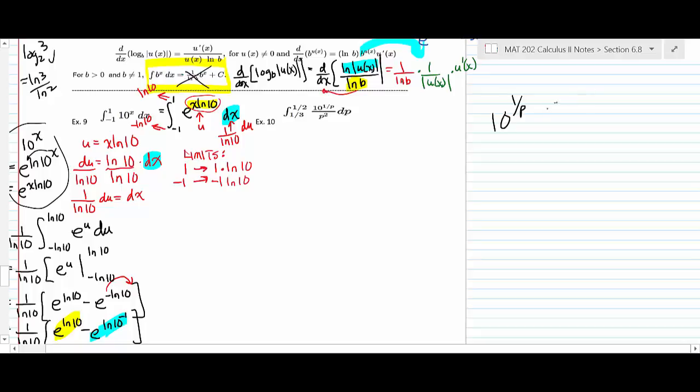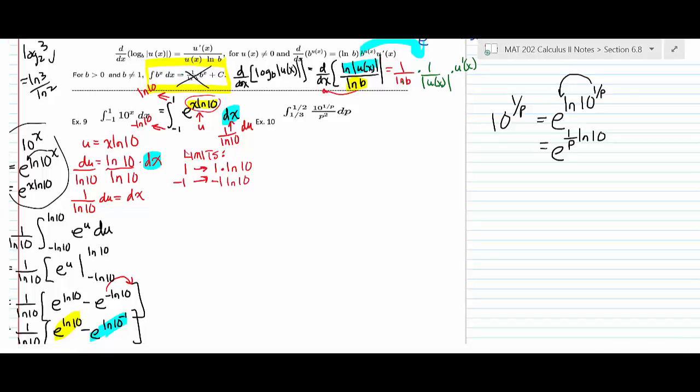So what I'm going to do is rewrite this as e to the ln of 10 to the 1 over p. Just write it that way. Then it's probably a good idea to use that property of logarithms to write that as e to the 1 over p ln of 10, like that. And then we're going to go back into our integral and see what we have.